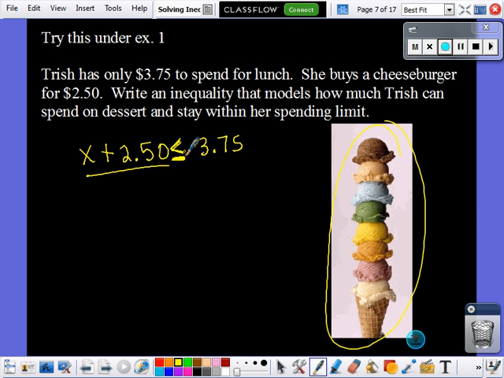So our equal sign was wrong? We got to put the equals on the other way? Is that what you're saying? No, this is less than instead of greater than. Okay. Alright, so we're going to subtract $2.50.